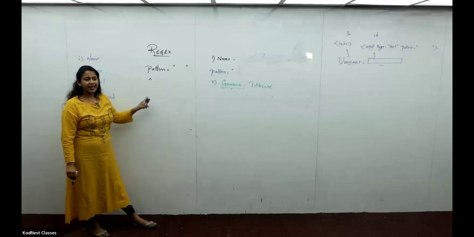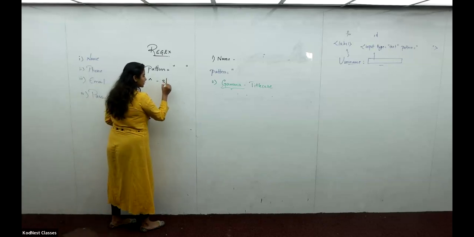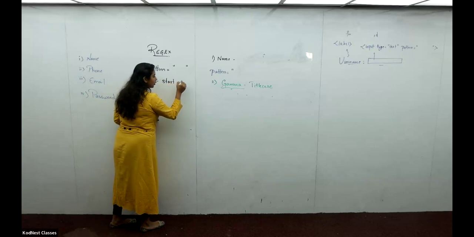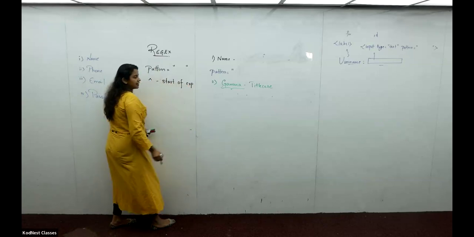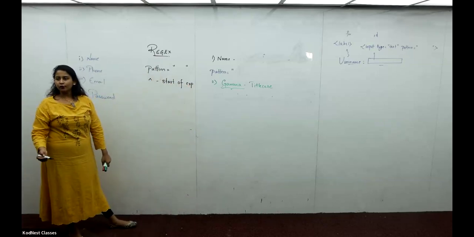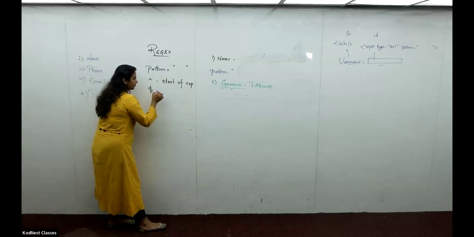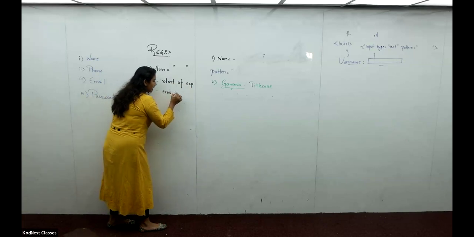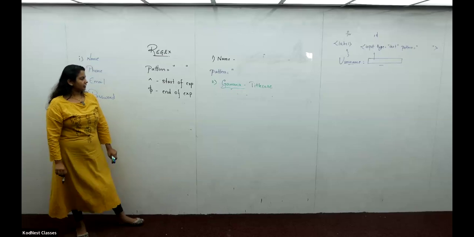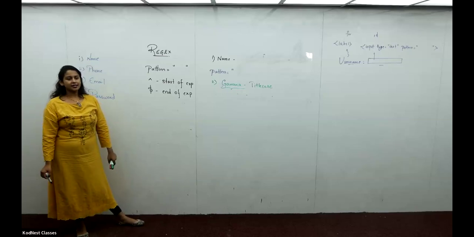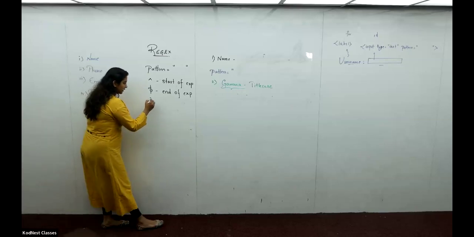With the help of the cap symbol. What does the cap symbol tell? Start of the regular expression. I'll just say start of regex. How do you specify the end of the regular expression? Dollar. So you give the dollar symbol and here you specify the end of the regular expression. Later I need to specify characters inside the regular expression. How do you specify? In the square brackets.